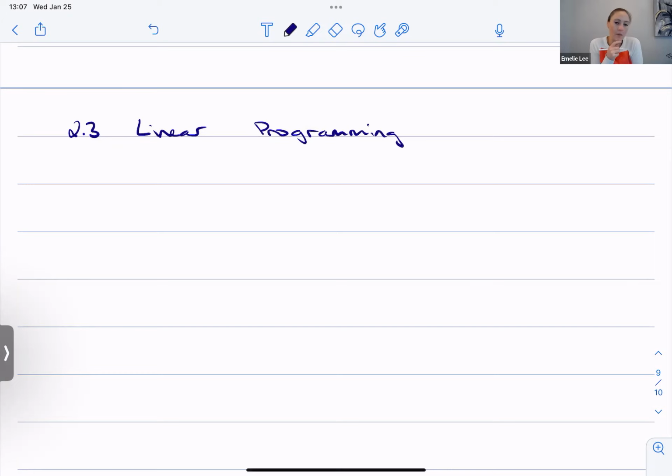So linear programming. Linear programming is a pretty fun field of math. And what we do is we have some function, and in this case, it's going to be a profit function. And I want to maximize my profit function, right? And so linear programming is all about, with many different inputs, how can I maximize this function?